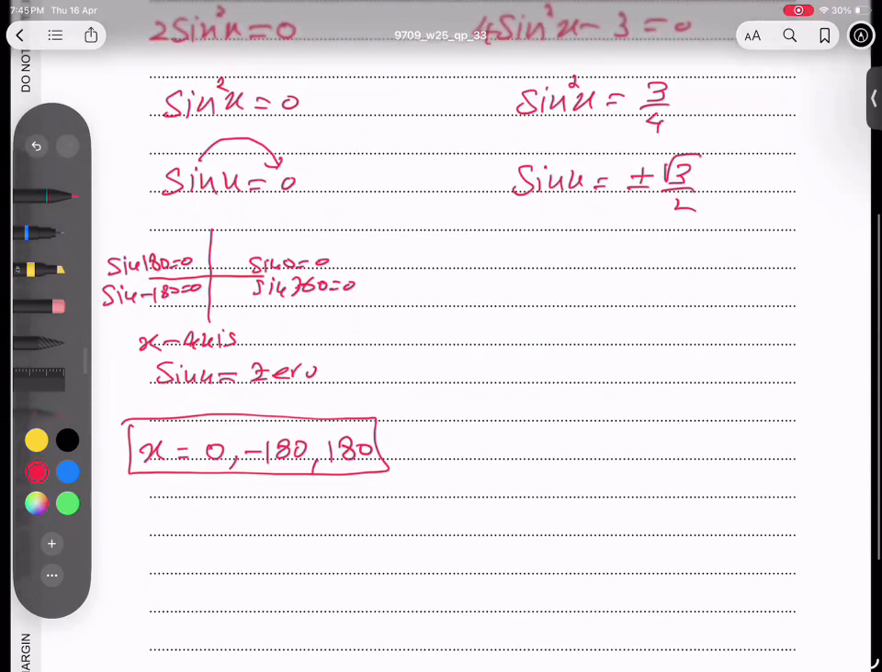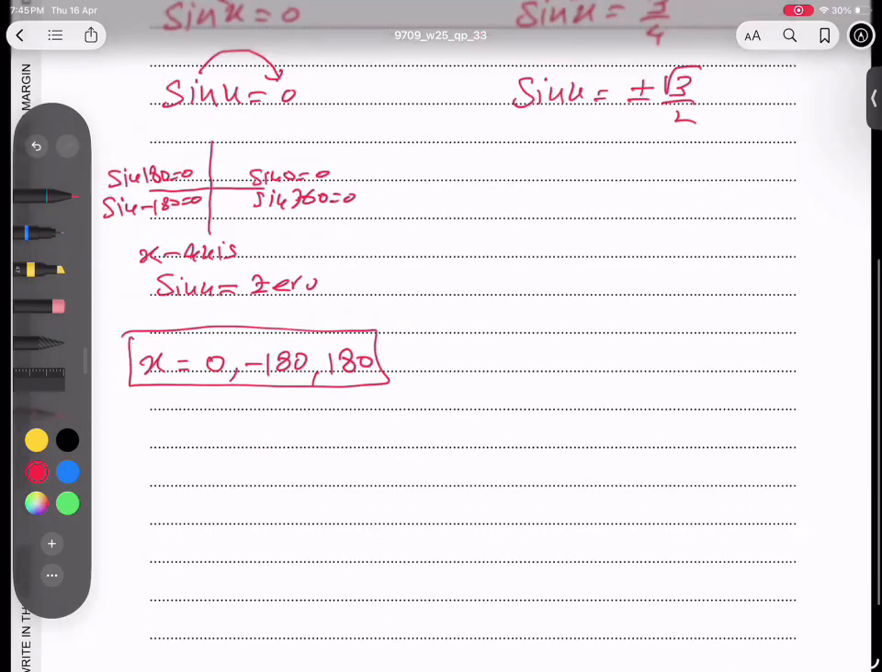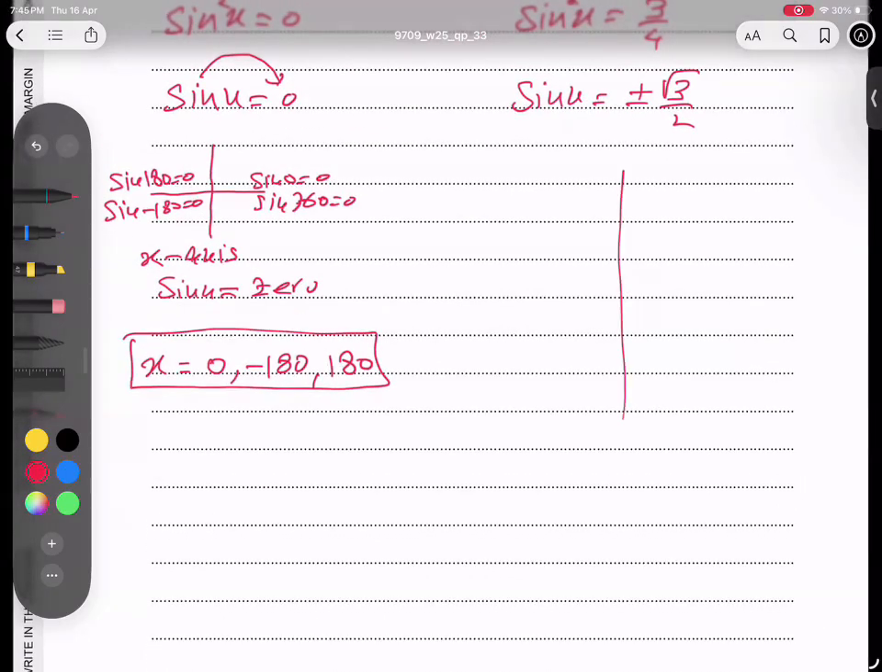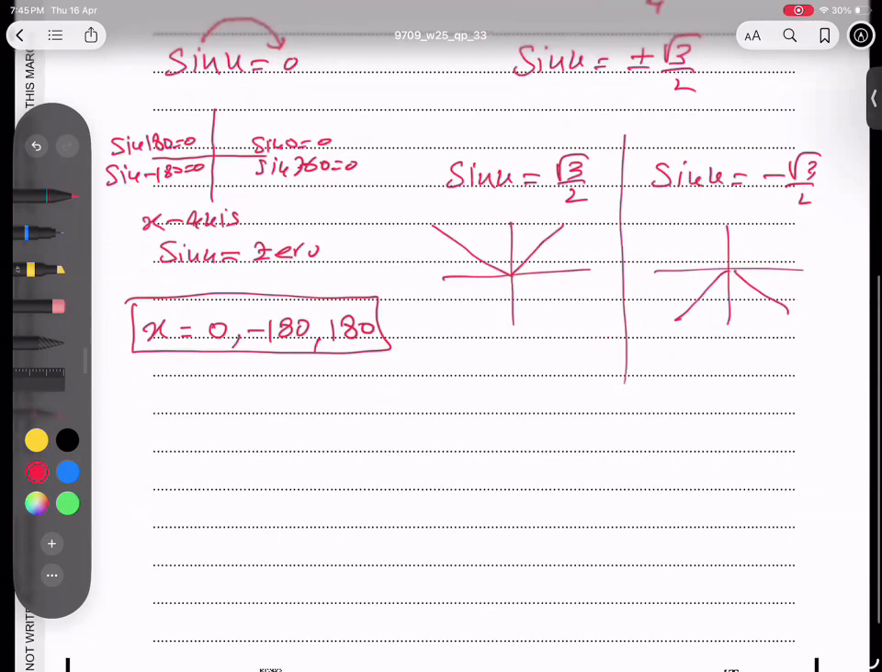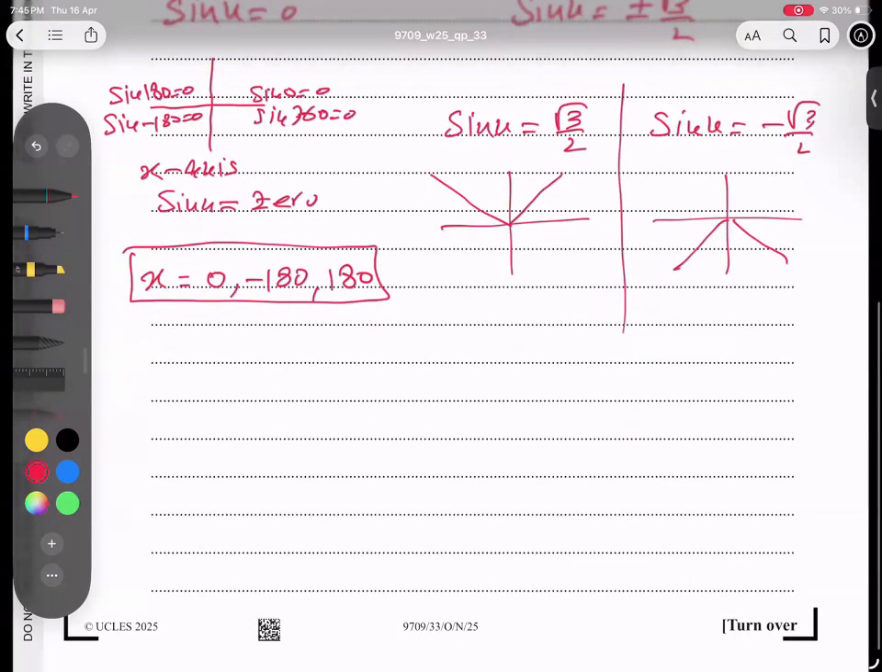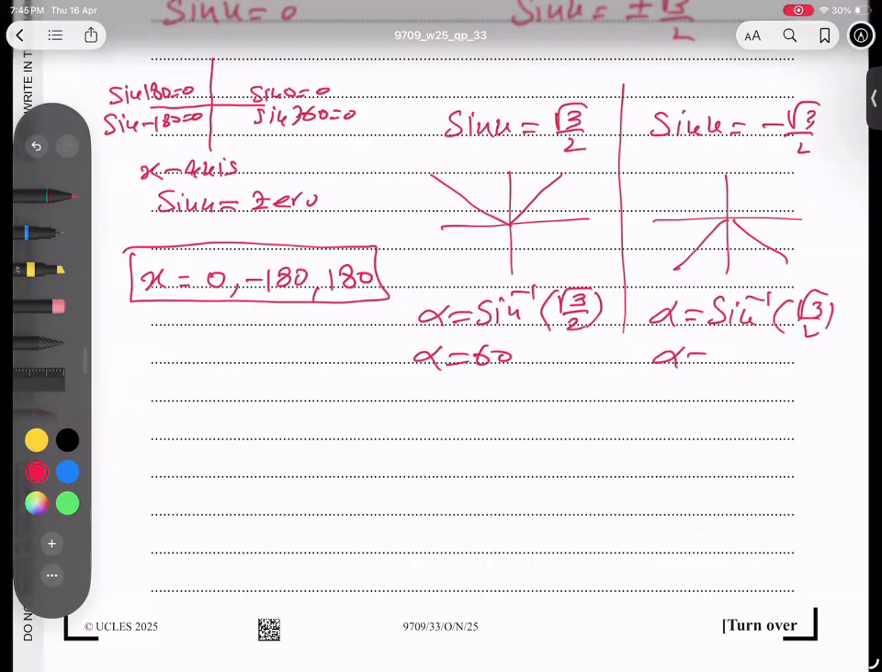Now here, I will take one time positive and one time negative. So it means sine x is equal to positive root 3 over 2 and sine x negative root 3 over 2. So I will make a sine positive here and sine negative here and here. And when I take alpha is equal to, what is the sine inverse of root 3 by 2? So it gives you 60 degree. And same here, don't include negative sign. The same thing, it means also giving 60 degree. So 60 here, 60 here, 60 here, and 60 here.